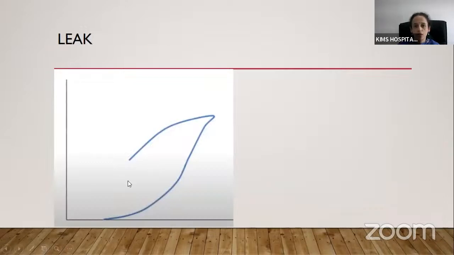So leak. How will you identify the leak? This is the inspiratory limb. The expiratory limb is not coming to the baseline. It is coming up to here, and then there will be a steep, straight line drop till here. This is how we identify the leak in the PV loop.